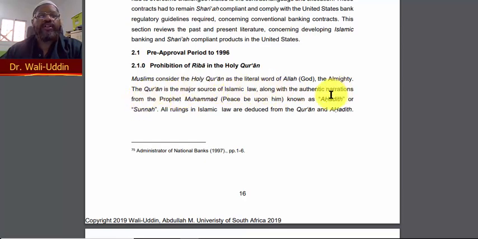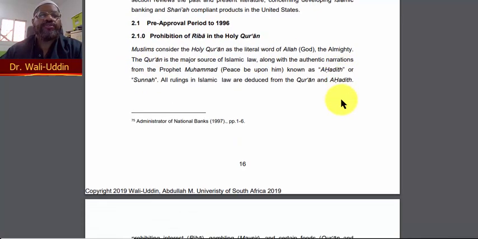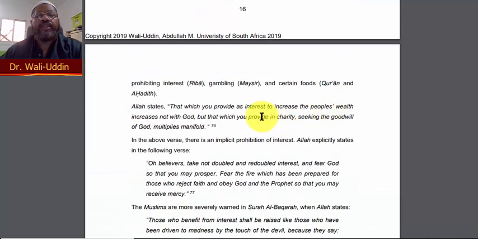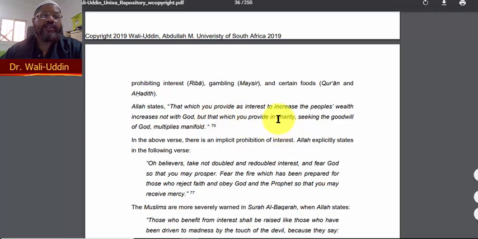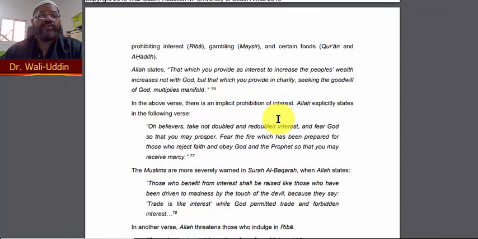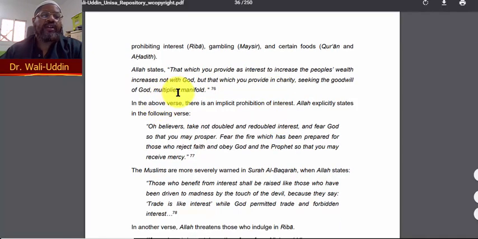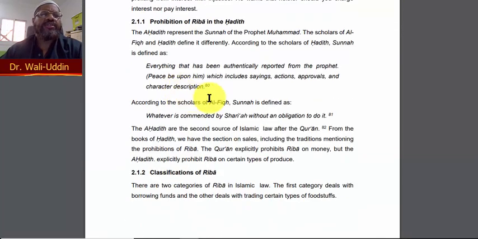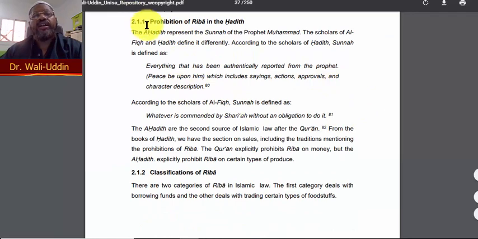Muslims consider the Holy Quran. Here I had to include the Quran because this is where we have the prohibitions of riba, gambling, and so on in the Quran, and these are absolute prohibitions. And so it was worthy of mentioning the Quran. And as you see here, I'm not going to go through every piece of literature, but just look at the highlights here, the prohibition of riba.